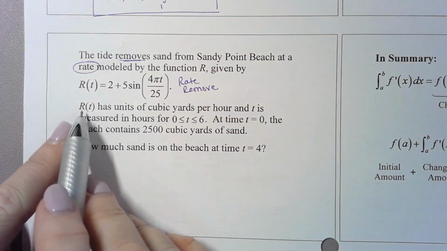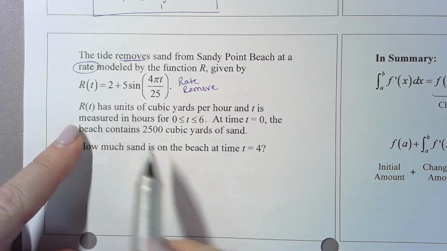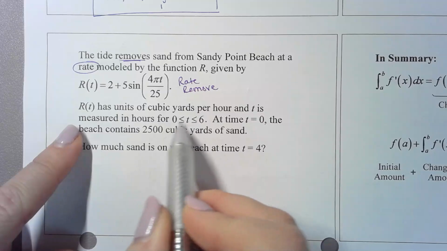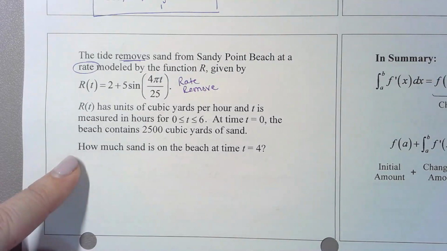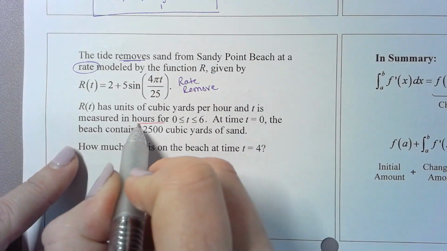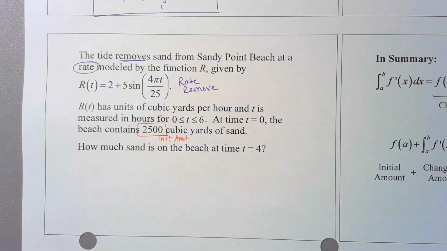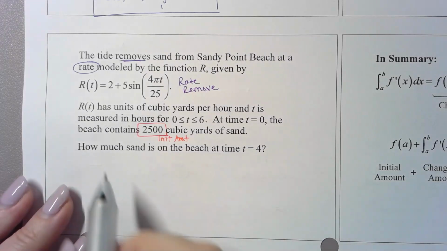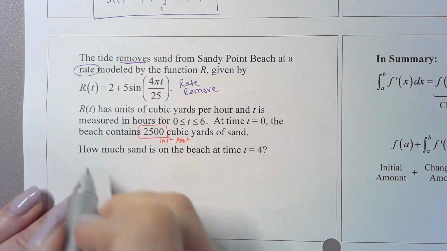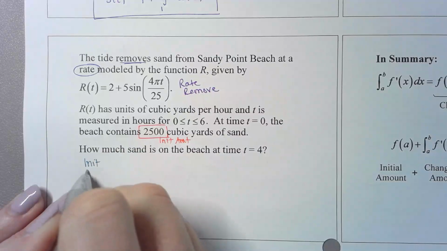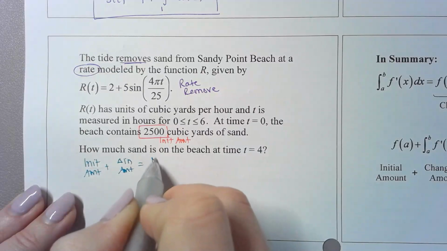Then they just give us a little more description. R of T is measured in cubic yards per hour. T is measured in hours and is valid for time 0 to 6. At time 0, the beach contains 2,500 cubic yards of sand. So that's my initial amount of sand. The question is, how much sand is on the beach at time 4? Oh, all right, well, it's what we've been doing forever. Initial amount plus change in the amount equals the new amount.